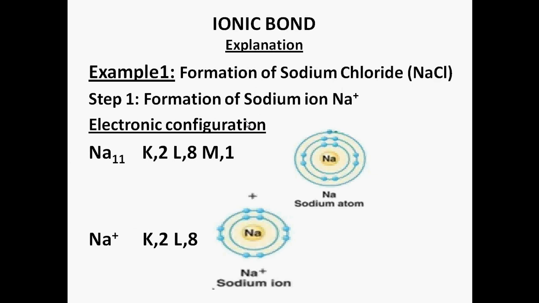For this purpose, first they make a sodium ion. According to the electronic configuration that you see in your figure, sodium, symbol Na, atomic number 11, has the electronic configuration K shell 2, L 8, M 1. M is its valence shell and it has one electron in its valence shell. So to attain stability according to the octet rule, it loses one electron to make a sodium ion. After losing the electron, it makes a sodium ion, which is shown by a positive cation, and its electronic configuration becomes K2 L8, which is the electronic configuration of neon.